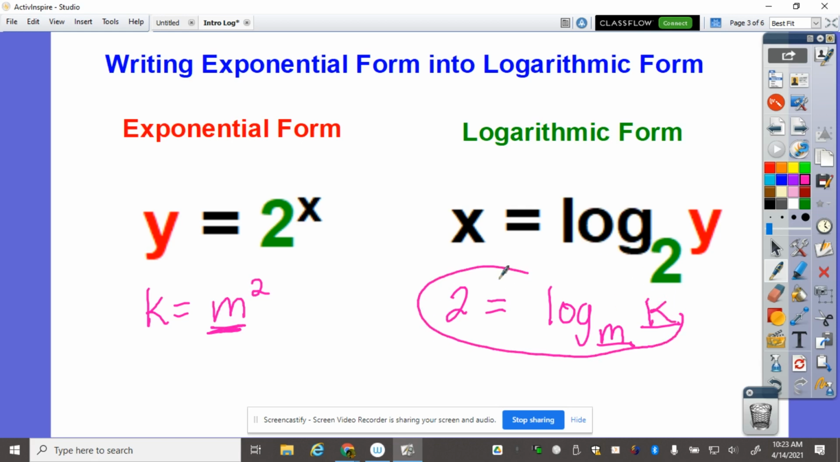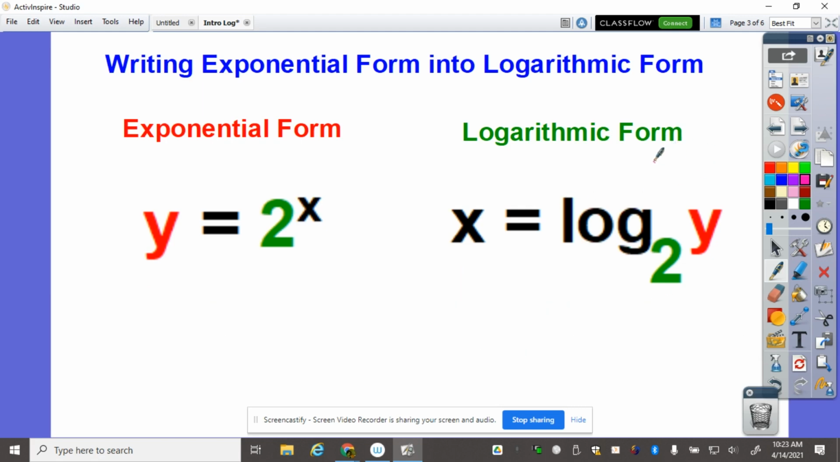And that's how you write exponential to log form. Now, what about the log form to exponential? It's just a reverse. Okay, example I have here, a is equal to log base b of 2. Okay, so how do we write this one?